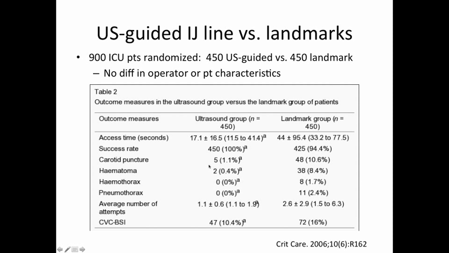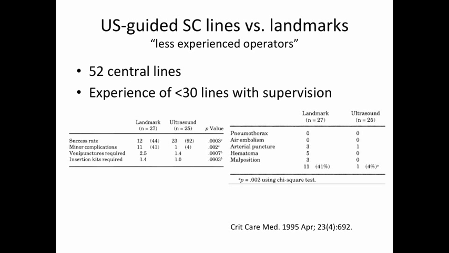And then importantly, hematomas and pneumothoraxes were virtually non-existent, as opposed to the landmark group, in which that was a pretty common complication. Interestingly, and I don't know how to explain this beyond the fact that there were fewer attempts, you actually have less chance of having bloodstream infections if you use ultrasound guidance versus if you do just landmark guidance as well. So it's important to think about. You can also use ultrasound guidance for subclavian lines as well.